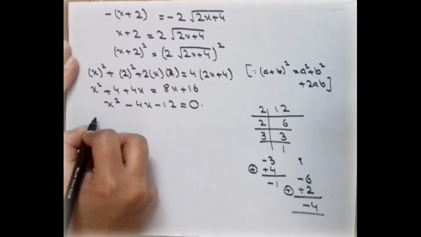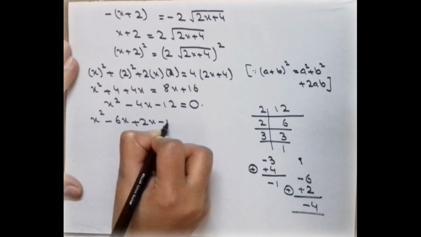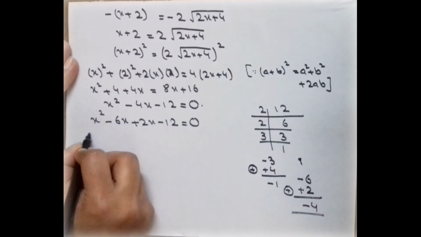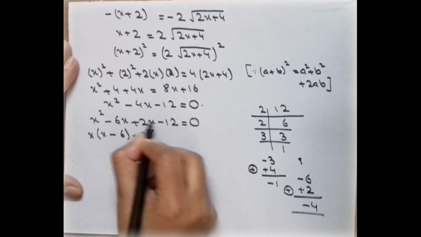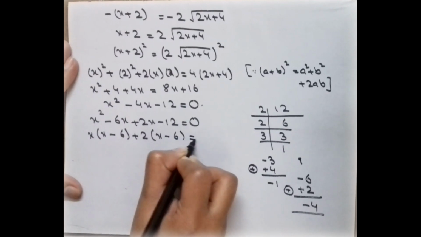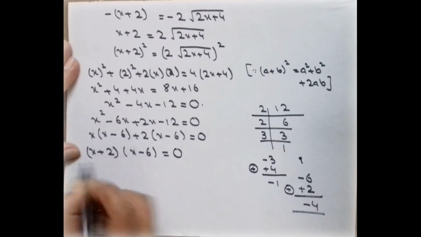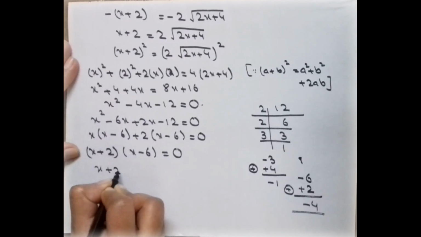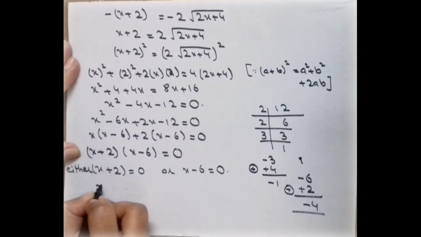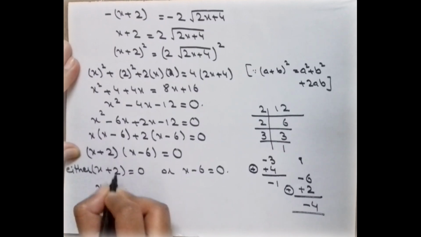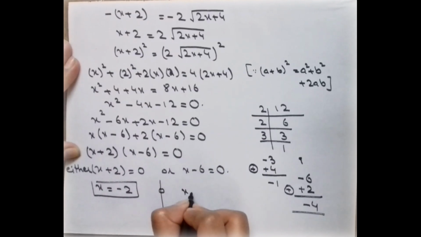So we find these two factors, so we can write x square minus 6x plus 2x minus 12 is equal to 0. Now taking common x, we have x minus 6, plus 2 common in these two factors, so we are left with x minus 6, and the common factor is x minus 6, which is equal to 0. So x plus 2 times x minus 6 is equal to 0. So x is equal to minus 2, or the other case is x is equal to 6.